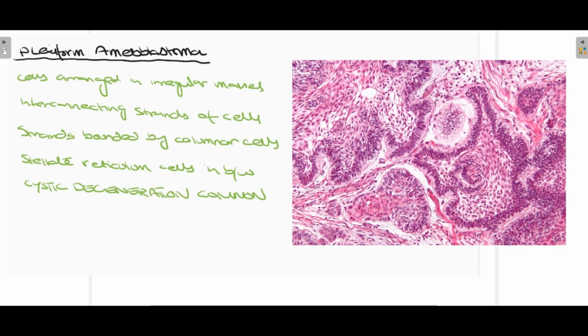Next is plexiform ameloblastoma. In this histological picture, you can see the cells are arranged in irregular masses, and moreover there are strands present. You can see these strands are interconnecting. Talking about cells, there are columnar cells over here, and like follicular ameloblastoma, stellate reticulum cells are also present. Now, in plexiform ameloblastoma, cystic degeneration is most common as compared to other histological variants of ameloblastoma. So, these are the histological features which can help you in achieving a diagnosis of plexiform ameloblastoma.